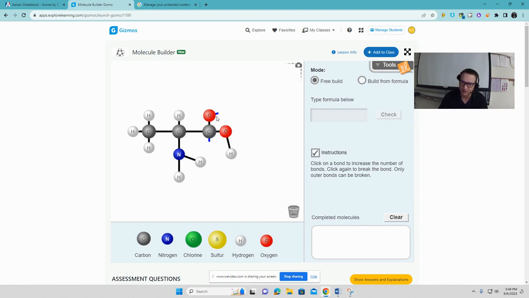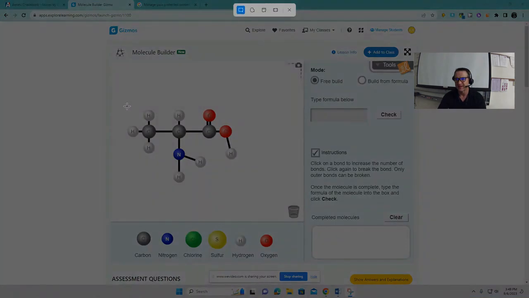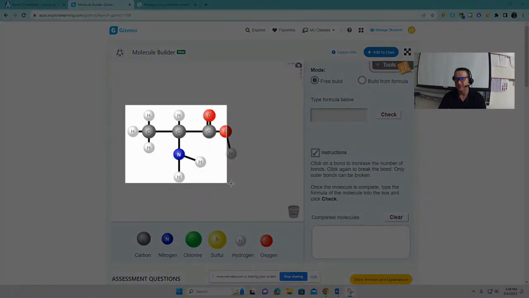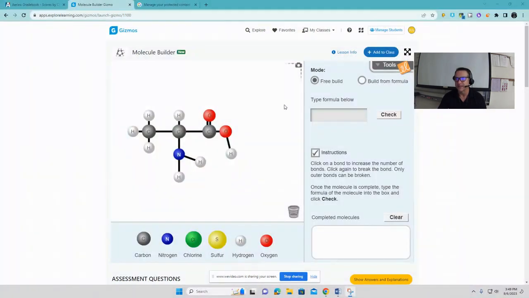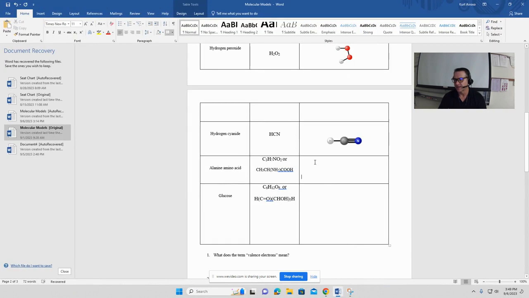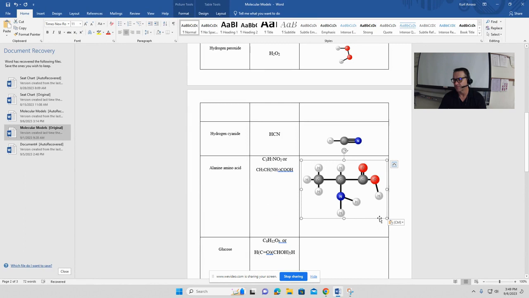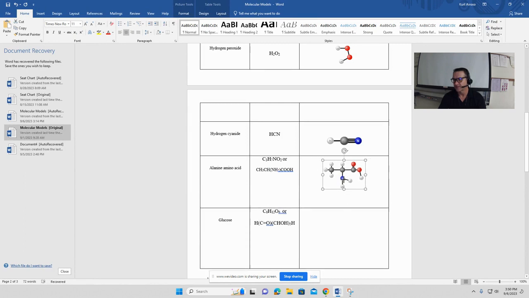Oxygen says I want one more electron. Carbon says I want one more electron. No problem. Let's make this a double bond. Voila. All right, go ahead and take a picture of that. And if yours looks anywhere near close to that, just take a picture of it and put it in your little spot. Boom. And back to my worksheet. And it goes right here. Boom. Smaller to save some space.